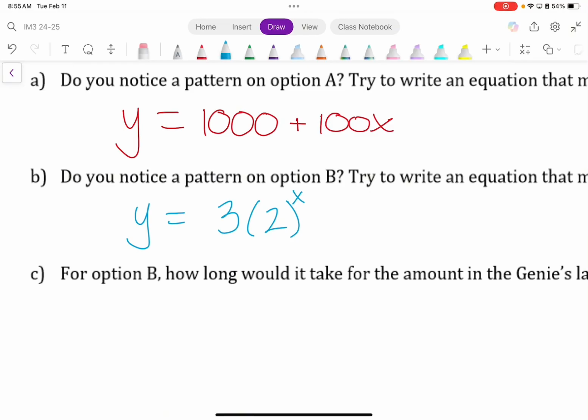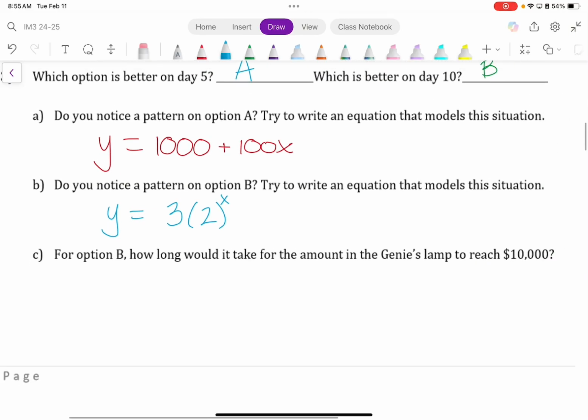Now, we are going to use the equation for part B to try to answer part C. Now look what it says. For option B, how long would it take for the amount in the genie's lamp to reach $10,000? So what do we think about $10,000? Is $10,000 an input or an output in this situation?